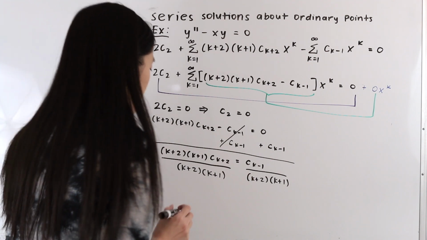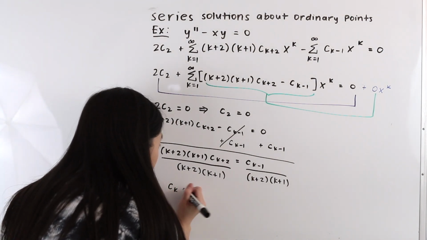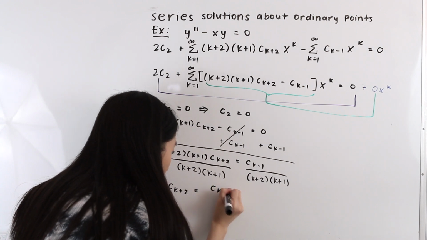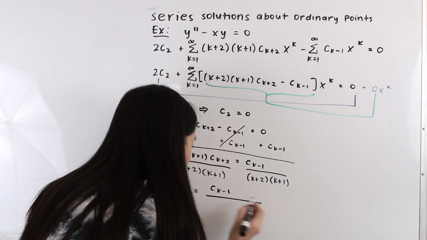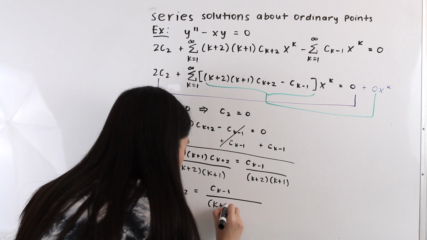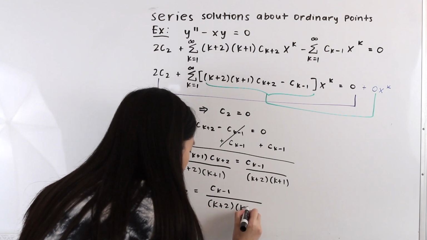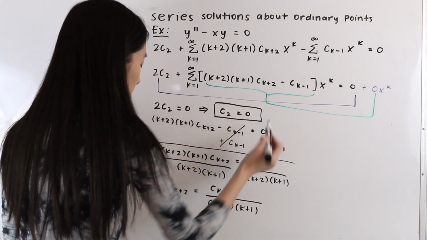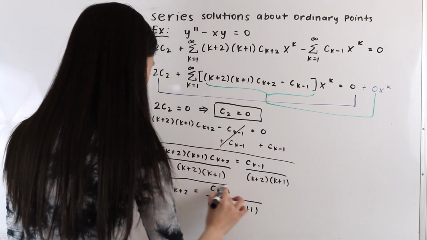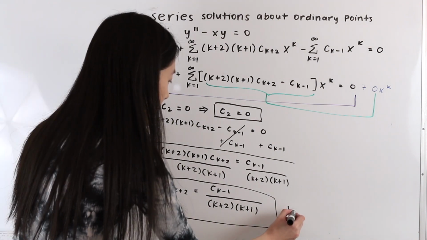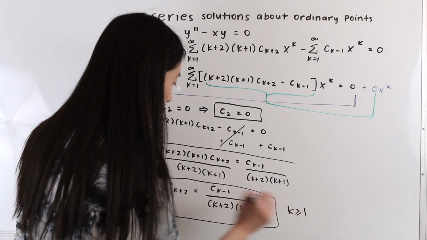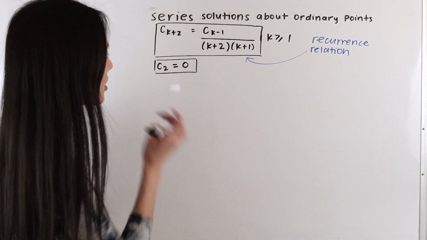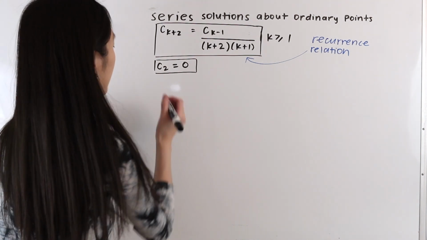So we get that c sub k plus 2 is equal to c sub k minus 1 over (k plus 2) times (k plus 1). So we have c2 is equal to 0, and this is our recurrence relation here. And this is valid for k greater than or equal to 1. So now that we have our recurrence relation, let's go ahead and solve for our c n's. So let's start out with k equals 1.